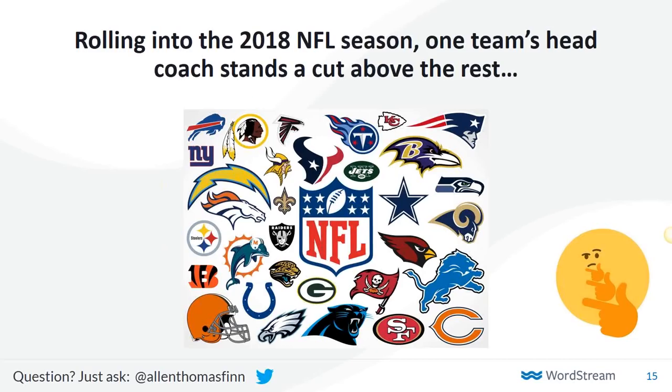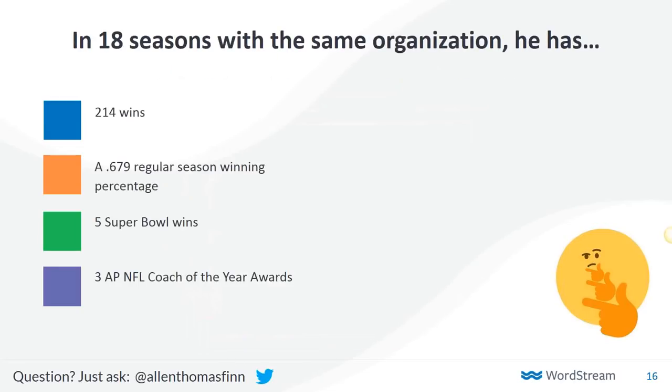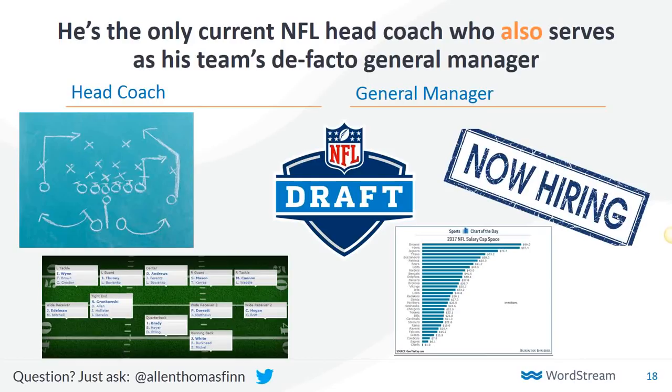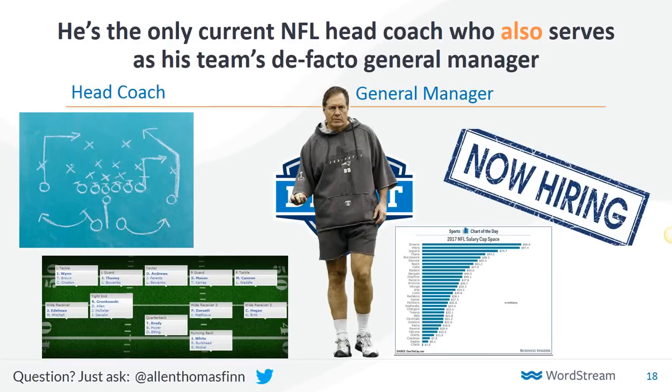So rolling into 2018, you can guess who it's going to be. But in 18 seasons with the same organization, this coach has 214 regular season wins, 68% regular season winning percentage, 5 Super Bowl wins, and 3 AP NFL Coach of the Year awards. And there's more. He's also the only current NFL coach who also serves as his team's general manager, which means not only is he responsible for his depth chart and picking plays that his team runs, but also scouting and drafting, hiring and firing, and managing a salary cap. He controls daily actions, and he controls the purse strings. If you don't know who it is by now, it is Bill Belichick.